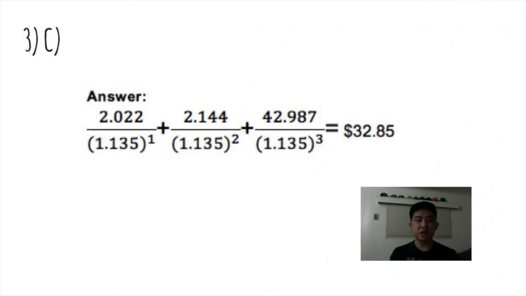Question 3C. The expected stock price at the end of 1993 is $32.85, as shown above in my calculations. The only difference this time is that we use the dividend. We start off with a dividend of 2.022. And as you can tell from the previous stock prices in the previous years, you can see a trend of increasing value in terms of stock price.